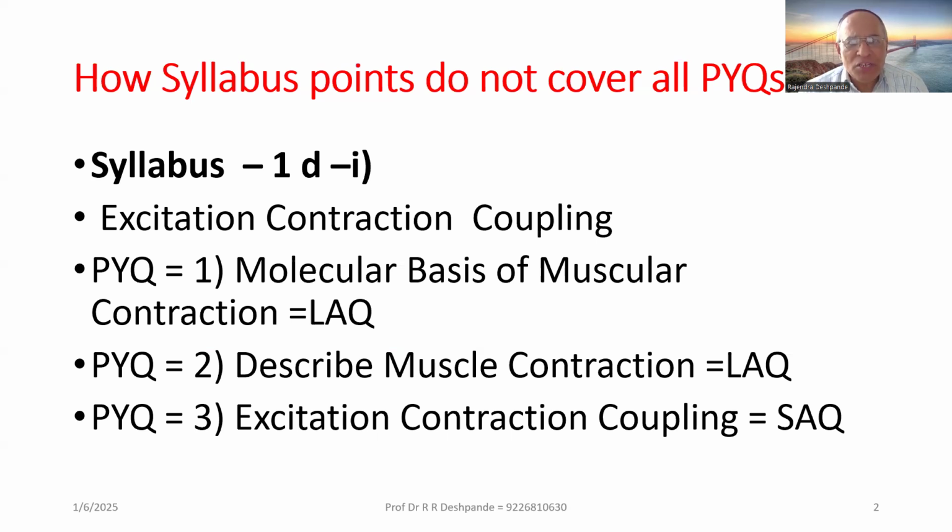So what types of questions are asked in the examination? First, the question can be the molecular basis of muscular contraction. This is a very long question, so it can be asked for 10 or 15 marks. Then another type of question, the same but in other words: describe muscle contraction. And third will be a part of this long question, that is excitation-contraction coupling.